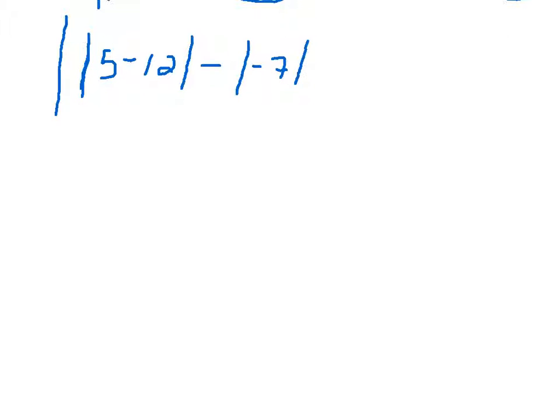Alright, I'm going to write one down, and I want you to copy it in your notebook. Then I want you to hit pause and do it out, and then hit play and see if we get the same answer. So the absolute value of 5 take away 12 minus the absolute value of -7, and then the ending absolute value. Copy that down and see what you get for an answer, and then hit play and see if we get the same thing.